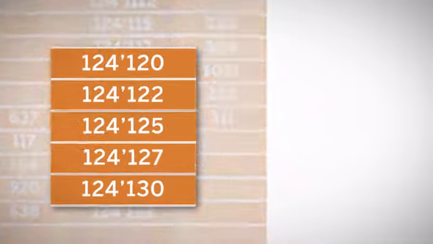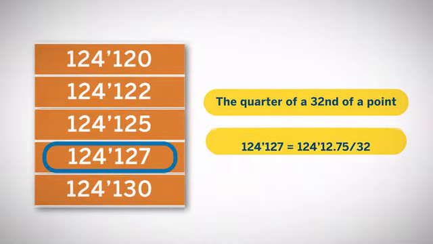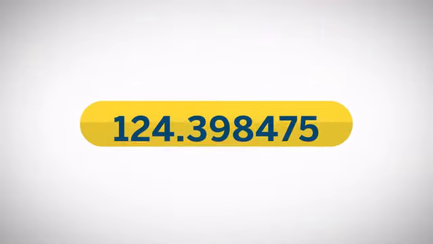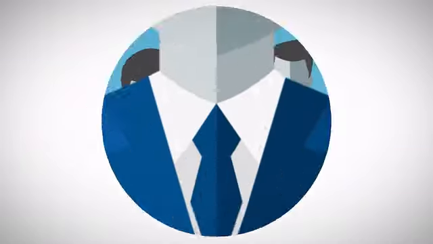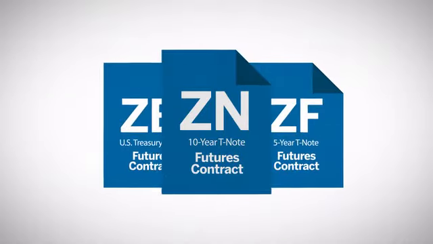The third digit after the apostrophe in the 5-year represents the quarter of a 32nd of a point. For example, 124 12.75/32nds equals 124 and 12.75/32nds, or 124.3984375. Traders involved in trading these interest rate products should be aware that each one has a different tick value and tick size.